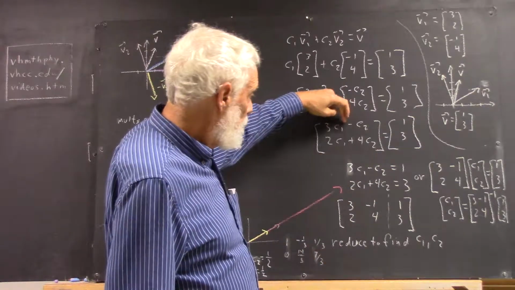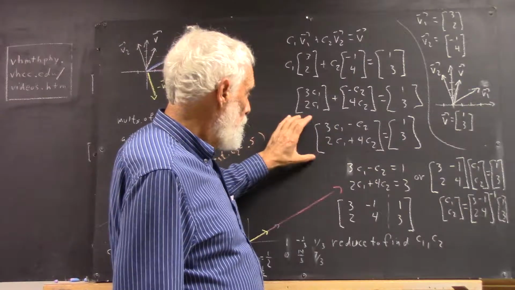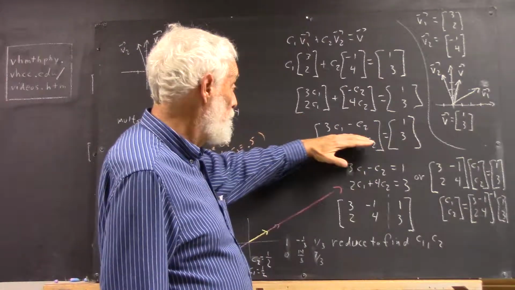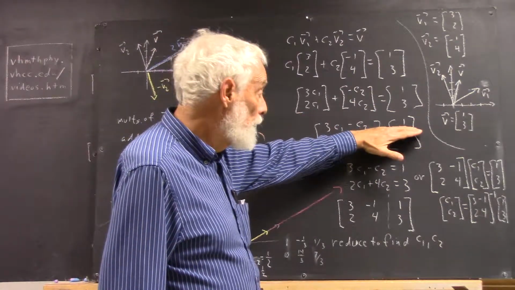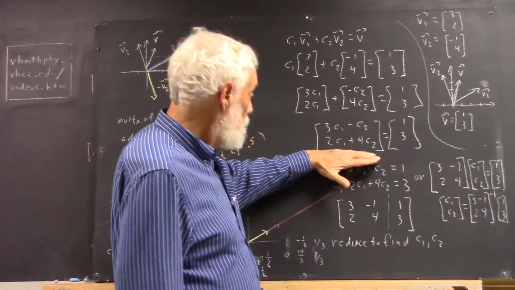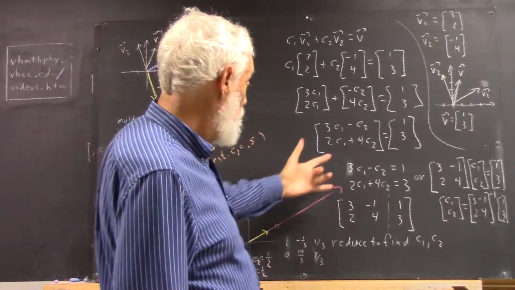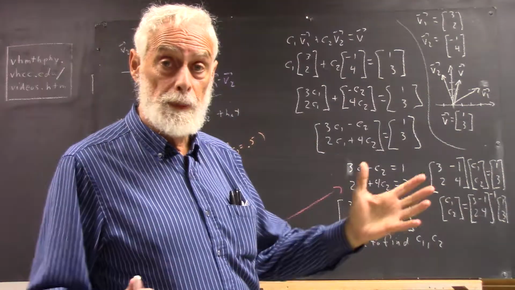Okay, so anyhow, we have this, and we have this and this. So this has to equal this, which means that, of course, this has to equal this. So 3C1 minus C2 has to equal 1. 2C1 plus 4C2 has to equal 3. Now, that's a system of simultaneous equations. It can be solved on its own.